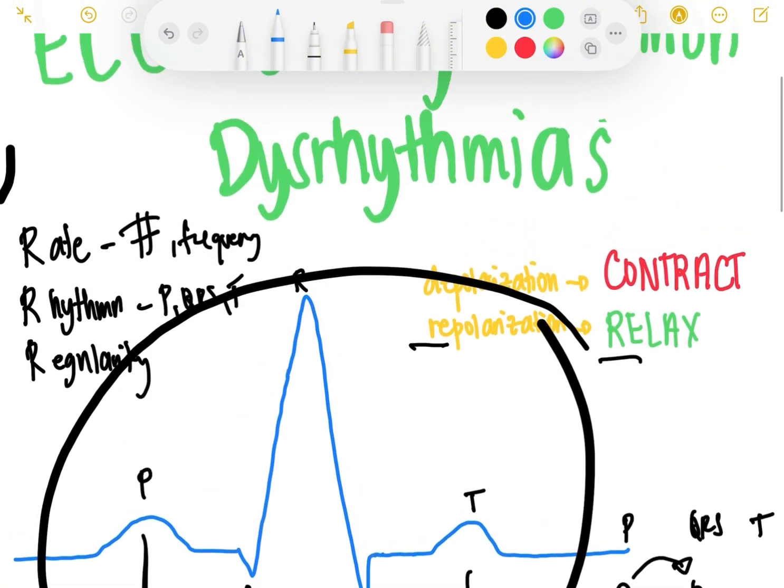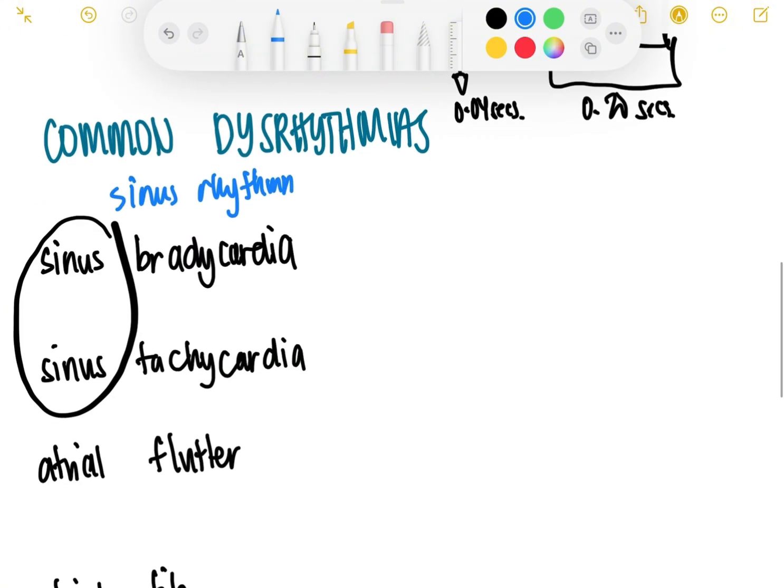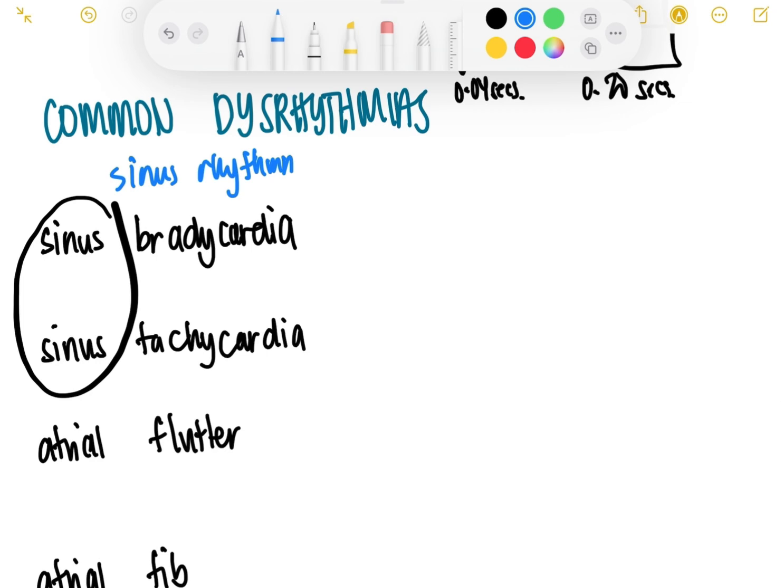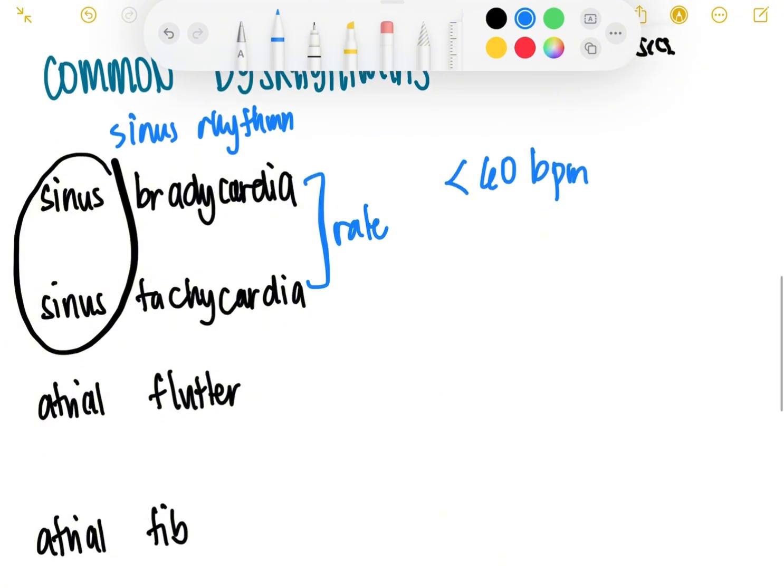Ibig sabihin, kompleto si PQRST. But, okay, the problem here is sa rate. Yung number of occurrences, ilang beses silang nangyayari. When you say sinus bradycardia, ano bang normal heart rate natin? 60 to 100. When you say sinus bradycardia, this refers to a beat less than 60 beats per minute. Pag sinabi naman natin sinus tachycardia, this is greater than 100 beats per minute.